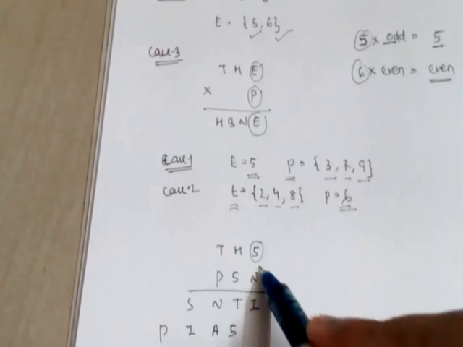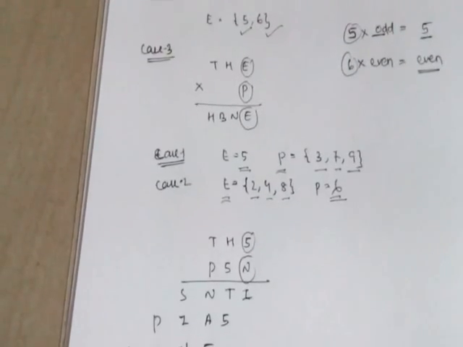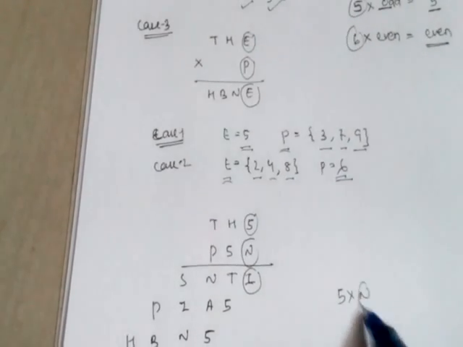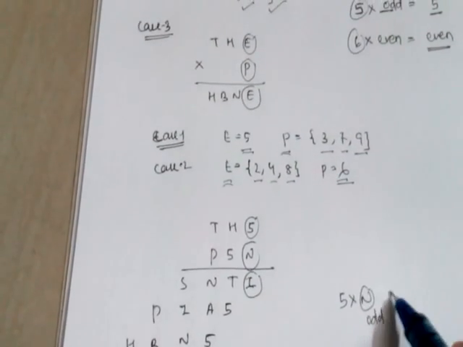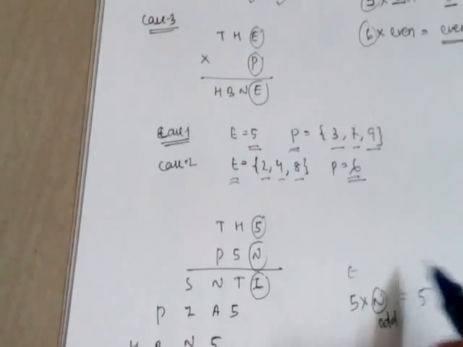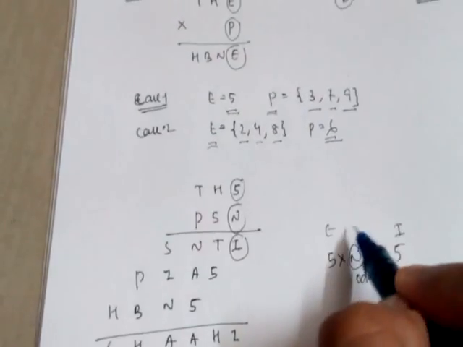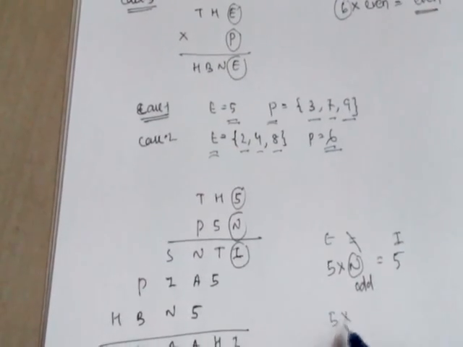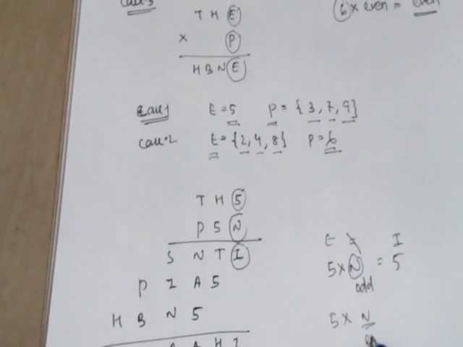That gives SNTI PIA5 HBN5. So there is one chance when you multiply 5 into N, it gives I. There is only one chance. If you multiply with an odd number, then it becomes 5, so that the value of E and the value of I are equal, which is not possible. So we have to take this N value as an even number.